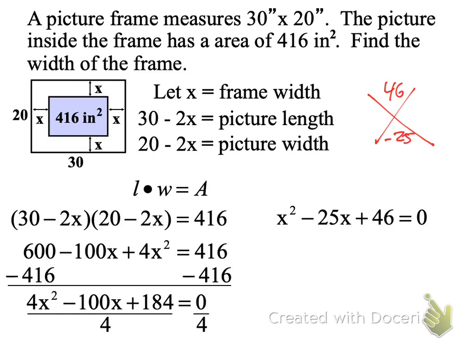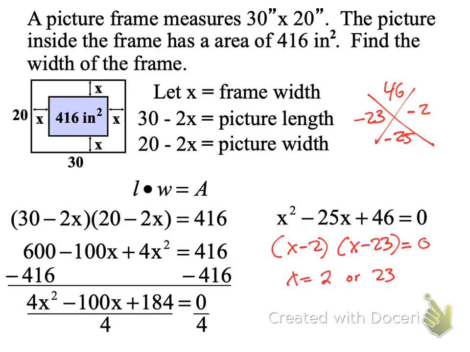That's an easy one because it only has 4 factors. 1 itself. Yep. Negative 2 and negative 23. So this is x minus 2 times x minus 23 equals 0. So x is equal to 2 or 23. So what do you think the best possible answer is? 2. Why would it not be 23?